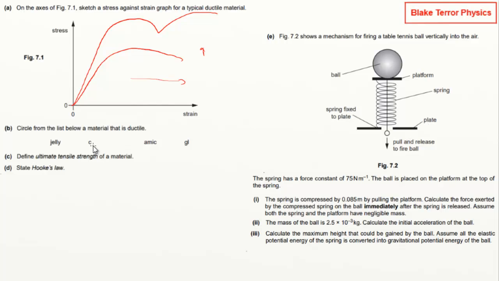Circle from the list below a material that's ductile. All right, so some of the words seem to have disappeared here. I'll just have a quick look. All right, so this one is copper. Then that is ceramic, probably could work, and that must be glass. Yeah, so we got those.